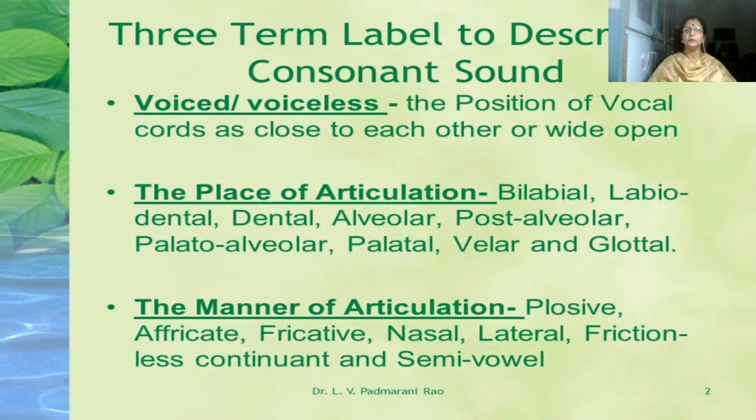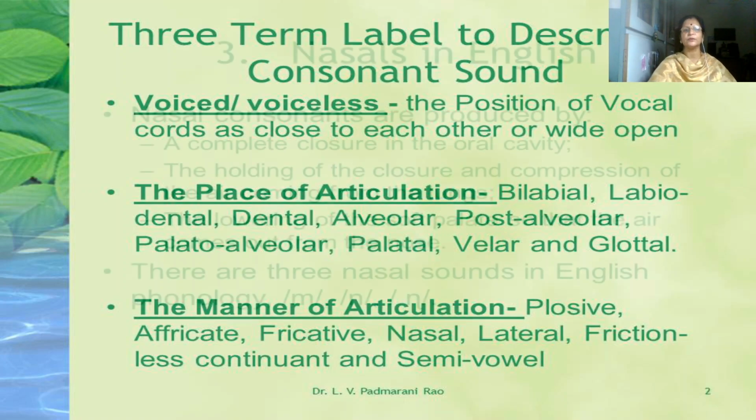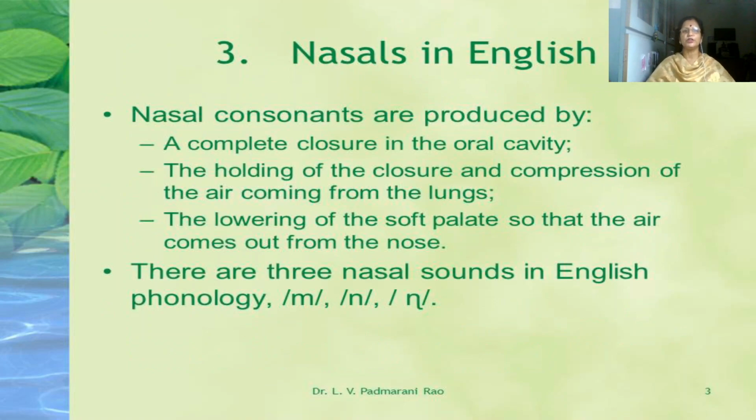What is the way in which the air coming out from the lungs passes through the stricture that is maintained, whether it is completely closed, the oral tract or the nasal tract completely closed, very close to each other, completely closed and suddenly released with an explosion, slowly released with friction, and so on, forms the manner of articulation. So voicing or voicelessness, the place of articulation, and the manner of articulation become the three-term label to describe a consonantal sound. In this video, we shall be talking about the nasals in English.